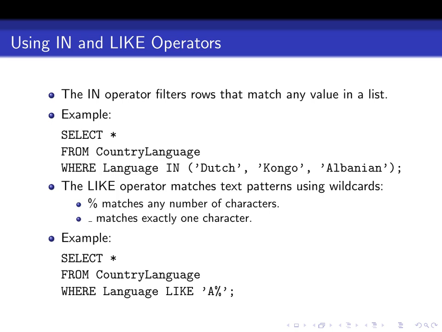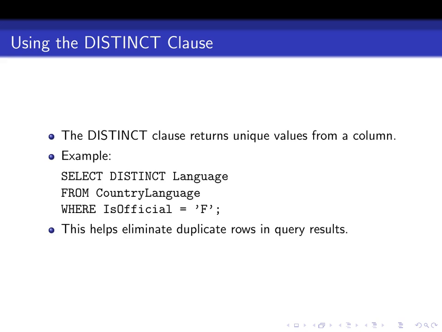The distinct clause ensures that your query results contain only unique values, eliminating duplicates from your output. For instance, if a column contains repeated entries, distinct simplifies it to display each value just once.